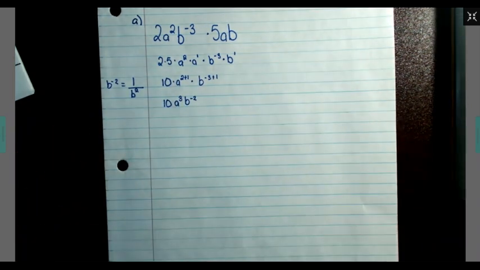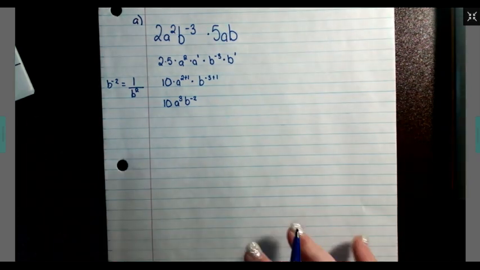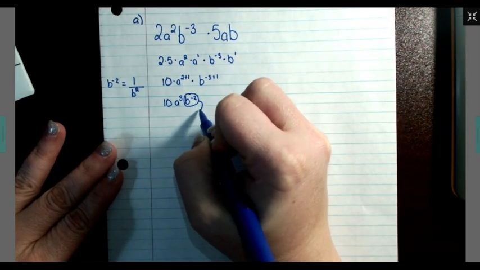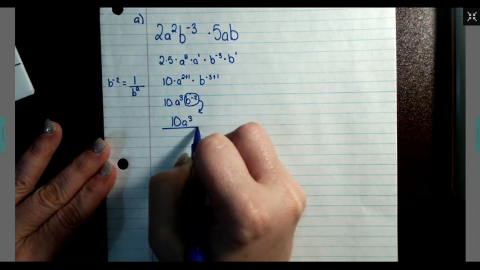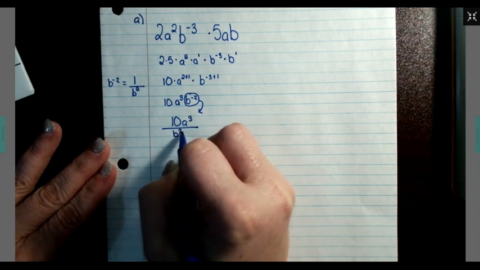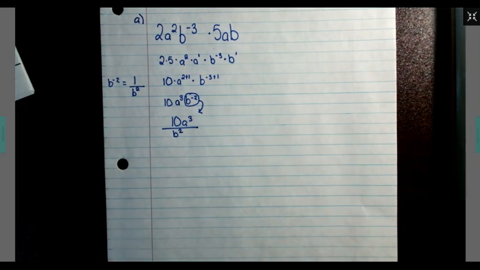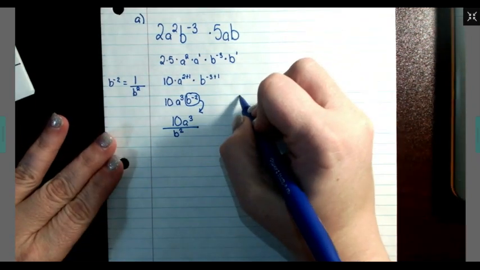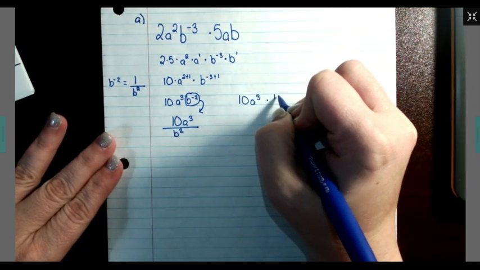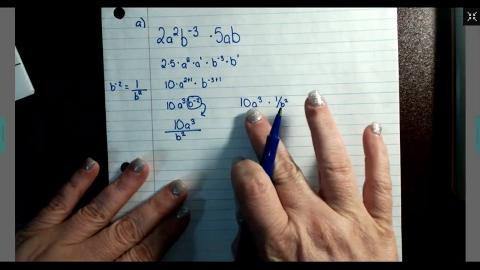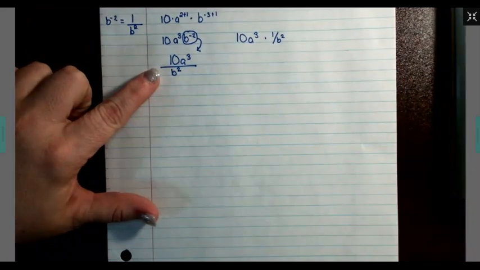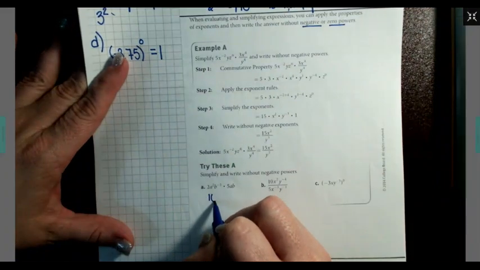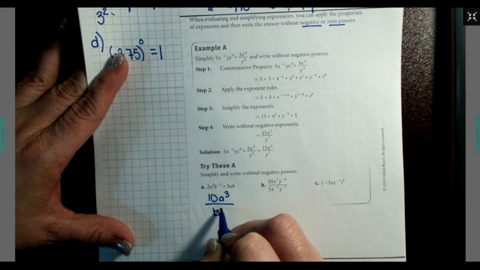Okay? Well, the problem is we already have something up there because not all of it's going down, just this part is going to the denominator position. So we would leave this as 10a cubed divided by b to the positive 2. Because ultimately this would say 10a cubed times 1 over b squared. Well, we already know that 10a cubed times 1 is 10a cubed. So the simplest form would be 10a cubed over b to the second power.